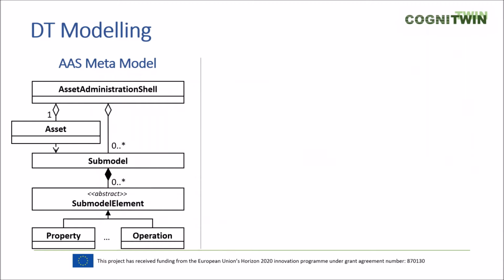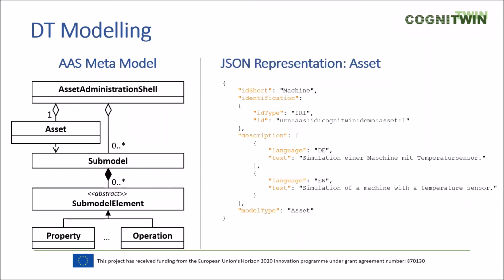Now we need to model our concrete digital twin based on this meta model. We're going to do this using the JSON format. Here we see the JSON representation of an asset. Each element of the AAS requires a local identifier called ID short, and some elements also require a globally unique identifier. Each element also has a model type. In this case, the model type is asset and can optionally have a multilingual description.